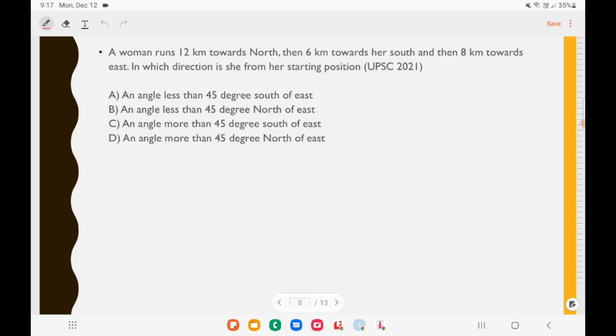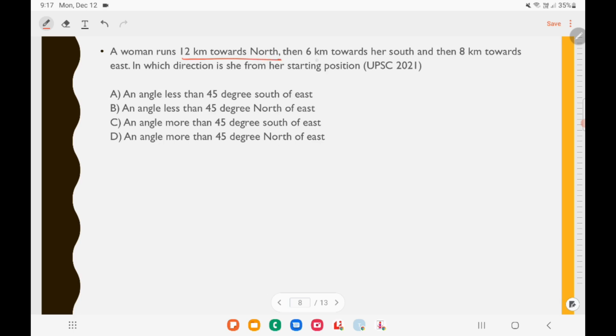A woman runs 12 kilometers north, then 6 kilometers towards her south, then 8 kilometers towards east. In which direction is she from her starting position? So this is a 2021 question, and if you check the options, you can see that it is saying 45 degrees north of east, south of east, etc. So here it has asked about the rotation, the degrees are there. So let us see how we can solve this.